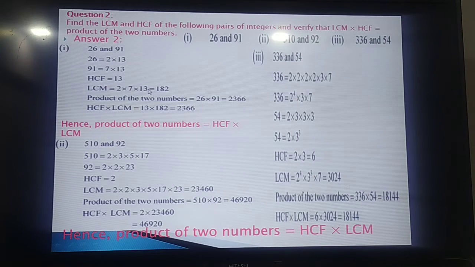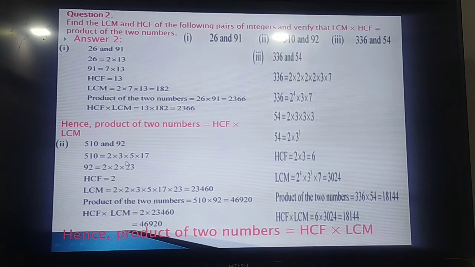It is the rule, and you can verify also that LCM into HCF, that is 13 into 182, is equal to 2366. And the product of these two numbers is 2366. So LCM into HCF equals the product of the two numbers, that is only for two numbers. Let us see the second problem.